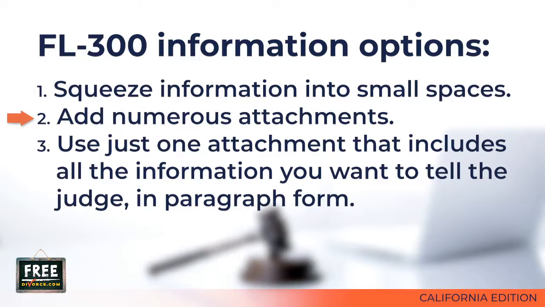Rather than having a lot of separate attachments, most people just use one attachment. They will check all of the relevant boxes on the FL-300 for orders they're requesting, and then rather than try to squeeze information into the little spaces or have 10 separate attachments, they simply type in See Attachment number 10 in each section of the FL-300. Then they type up in paragraph form on Attachment number 10 a detailed description of the various temporary orders they're requesting and the reasons why they feel the court should issue each order.